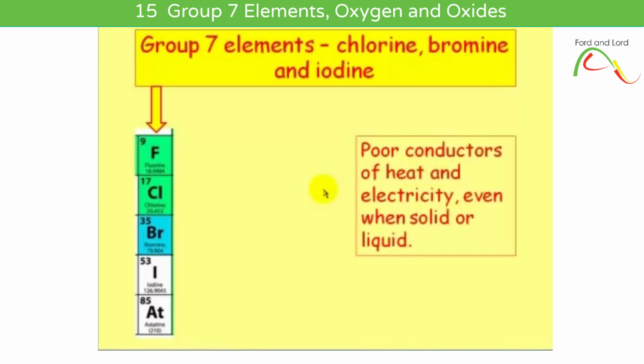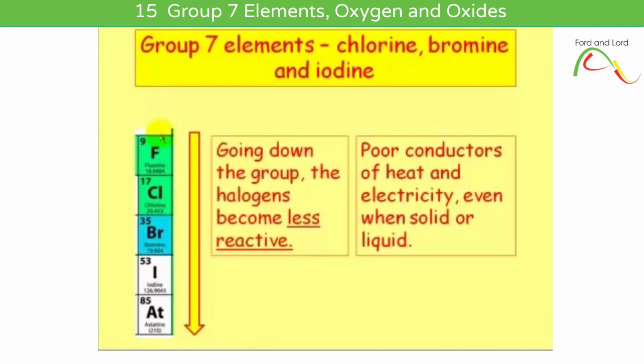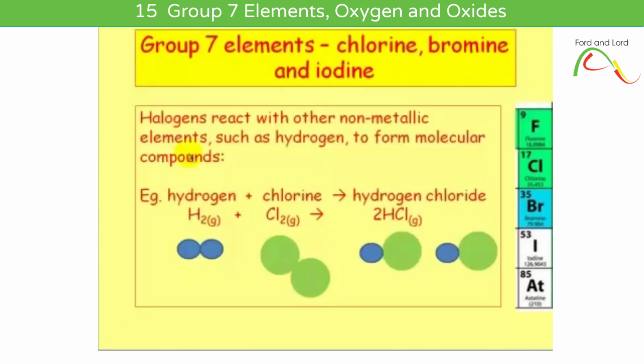Now, reactivity. Going down the group, the halogens become less reactive. So fluorine is the most reactive, and astatine is the least reactive. Halogens react with other non-metallic elements such as hydrogen to form molecular compounds. An example here is hydrogen plus chlorine produces 2 molecules of hydrogen chloride.